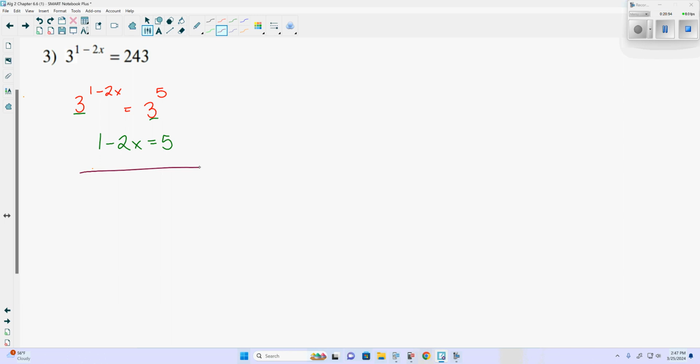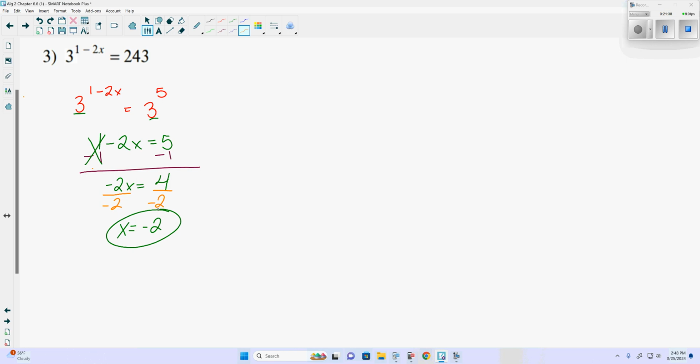What can we do first? Because up to this point, we've been adding the variable or subtracting the variable from both sides. But here, in this first one where we only had the variable show up once, we need to get the numbers by themselves too. So we can subtract 1, and our 1 minus 1 simplifies out, telling us negative 2x is equal to 4. And we divide both sides by negative 2, telling us x is equal to negative 2. And that's it.